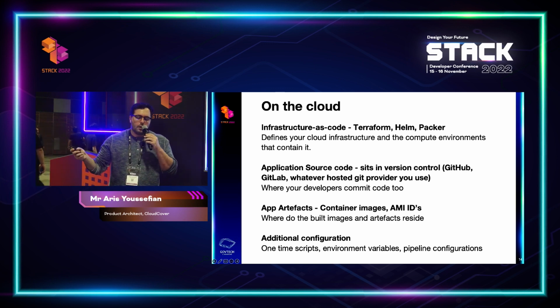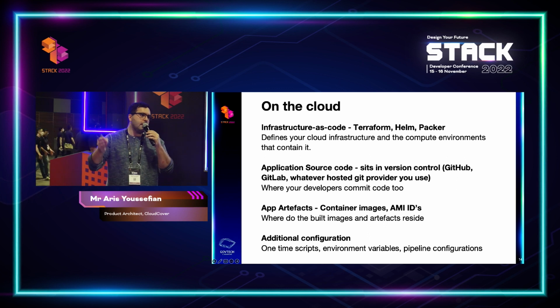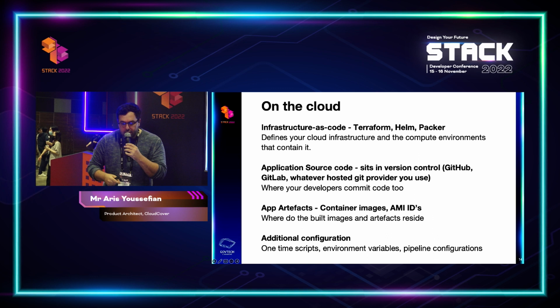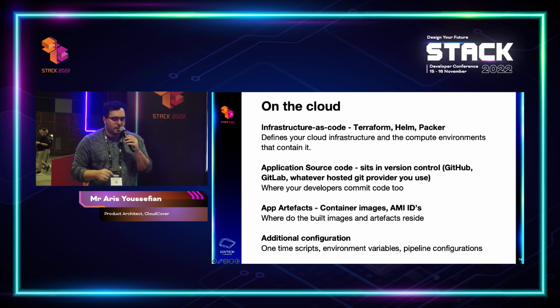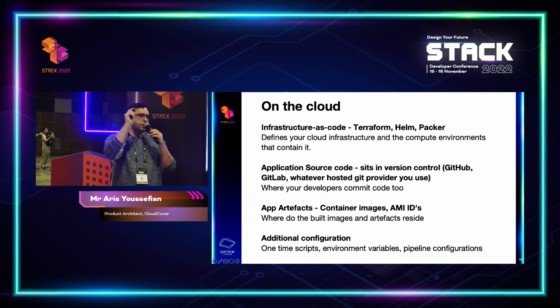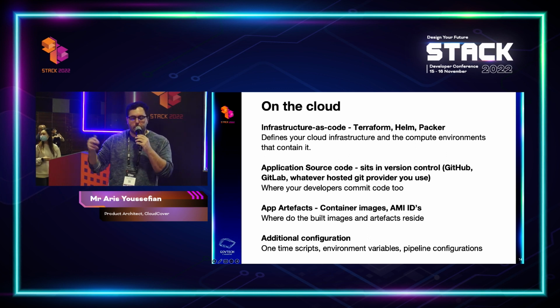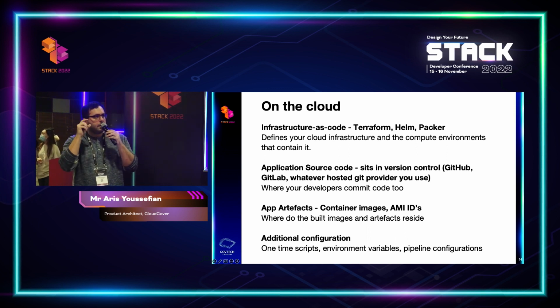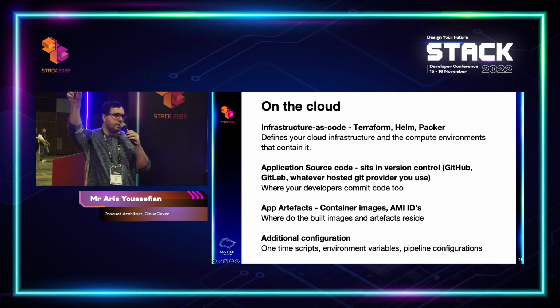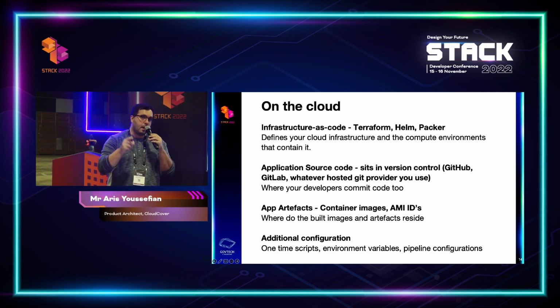Additionally, I'm sure everyone here uses some form of Git repo, whether it's GitLab, GitHub, whatever the case may be. And your app artifacts themselves, where they reside, and any additional configuration scripts, one time or anything that's repeatable, should all be considered as equally important artifacts in that app delivery process. And they should be labeled, cataloged, and maintained.